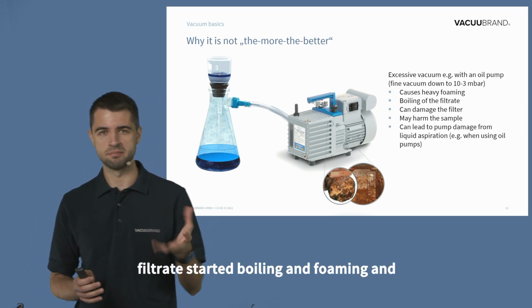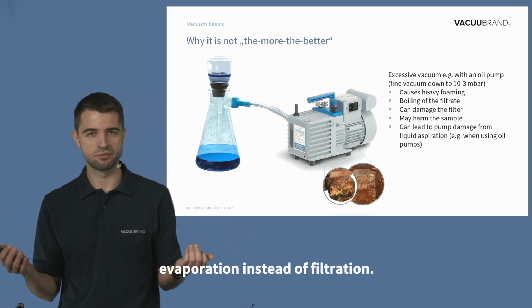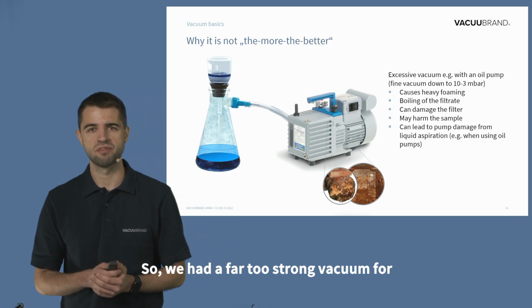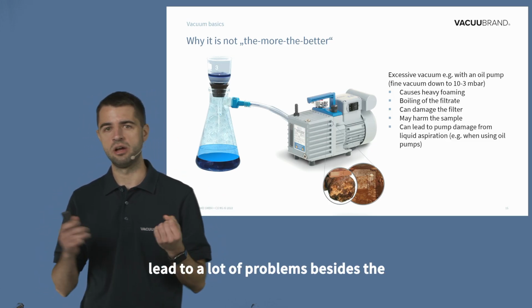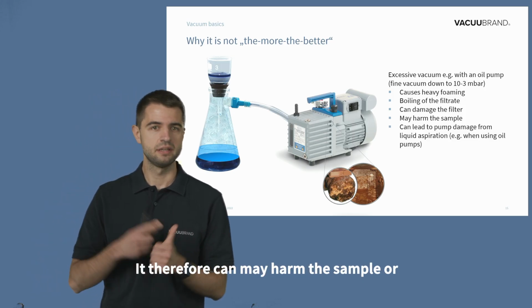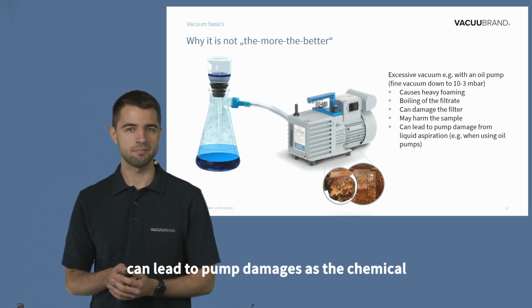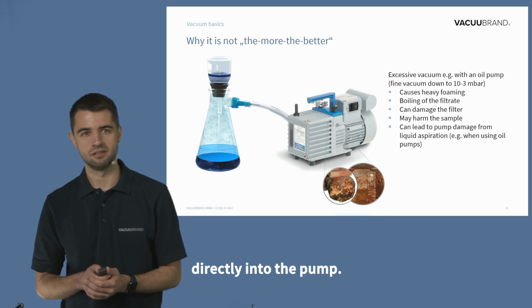The filtrate started boiling and foaming, and the filtration just dripped. We saw evaporation instead of filtration. So we had a far too strong vacuum for this kind of filtration setup. This can lead to a lot of problems besides the heavy foaming, like damage to the filter. It therefore may harm the sample, or can lead to pump damages, as the chemical vapor will just pass directly into the pump.